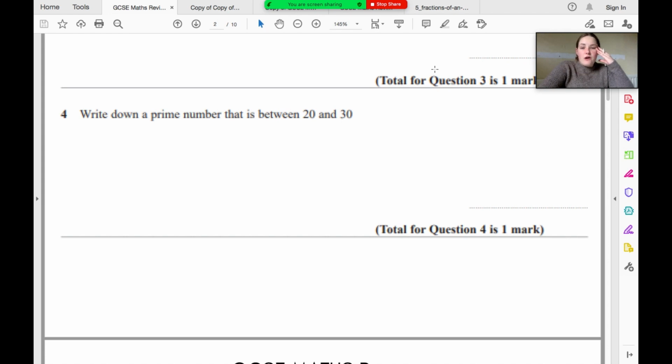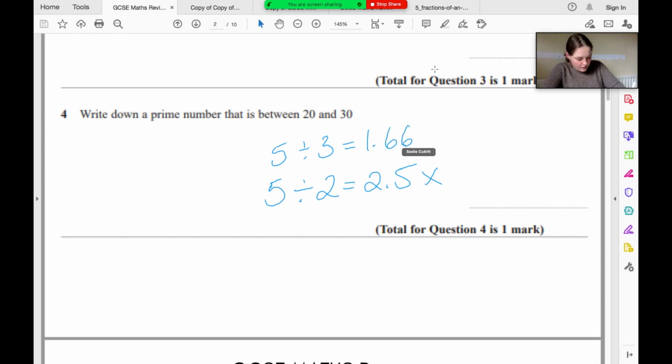Or 5, for example. 5 is a really good one because it's small. You can think about it. 5 divided by what? Well, 5 divided by 2 is 2.5, so that's got a decimal. We don't want that. 5 divided by 3, 0.666 recurring, so no, we don't want that one either. So basically we can't divide 5 by anything. I mean, we could do 5 divided by 4, that gives us 1.25. Again, we don't want that, it's a decimal.